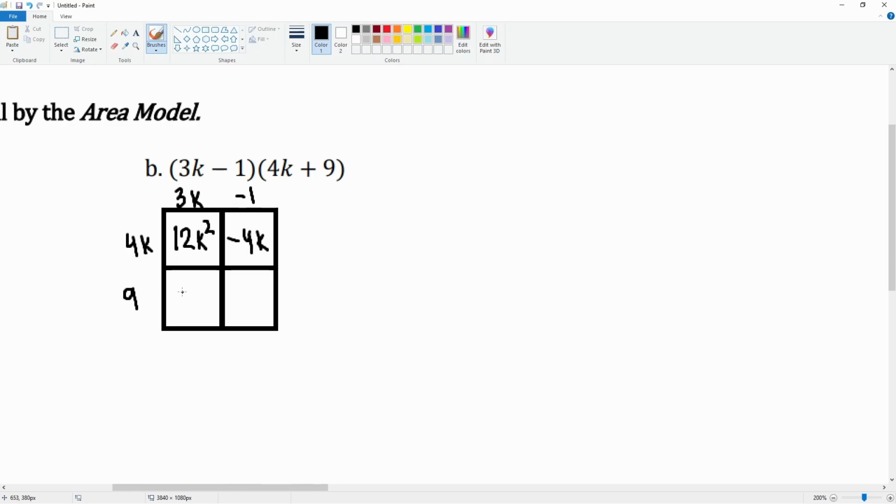3k times 9 becomes 27k. 9 times negative 1 becomes negative 9. The diagonals are always like terms, so we have 27k minus 4k becomes 23k. Bring everything else down. We have the 12k squared and the negative 9 brings down. So the final answer is 12k squared plus 23k minus 9.